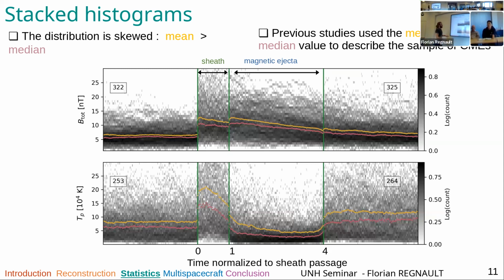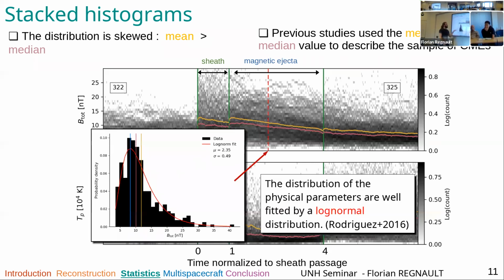Perfect. So now if you take a look at the distribution, let's say for the magnetic field, but that works for the other parameters, they actually have this shape here, which is an asymmetric distribution that is well fitted by a Regnault distribution. And this is something that was used by Rodriguez in 2016.